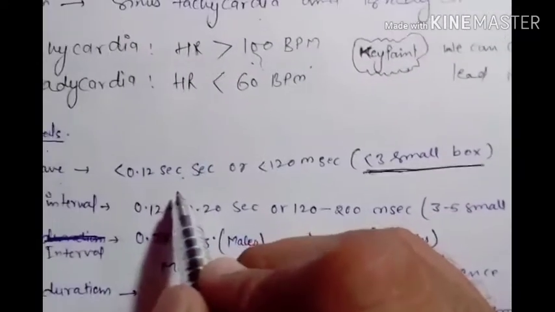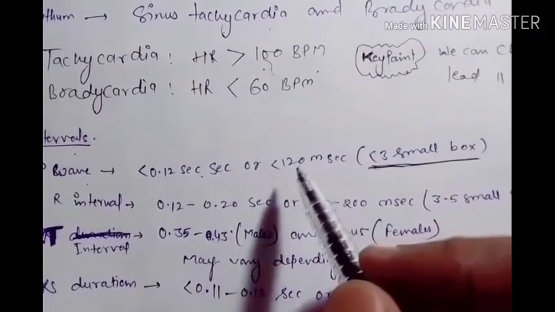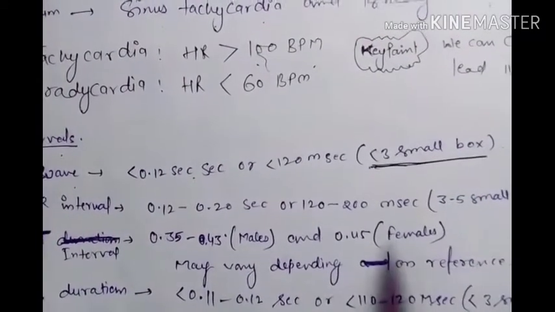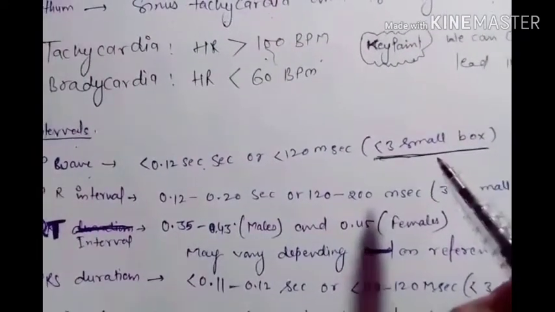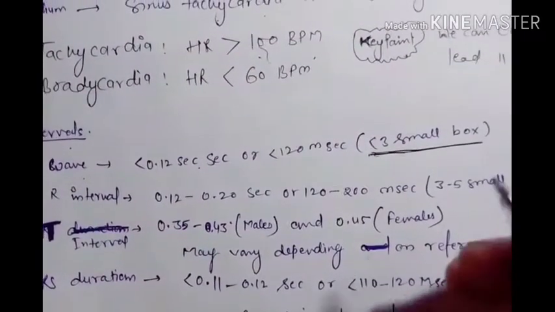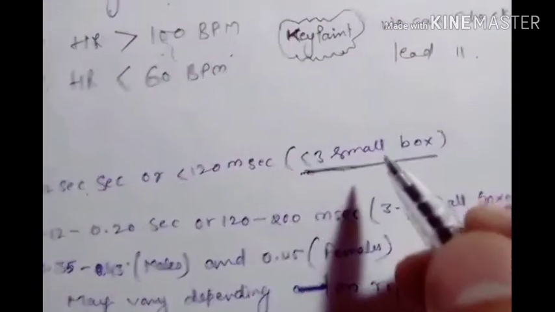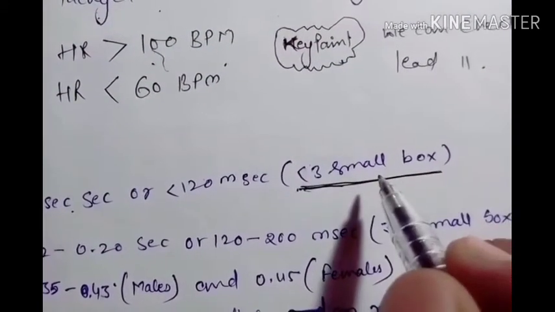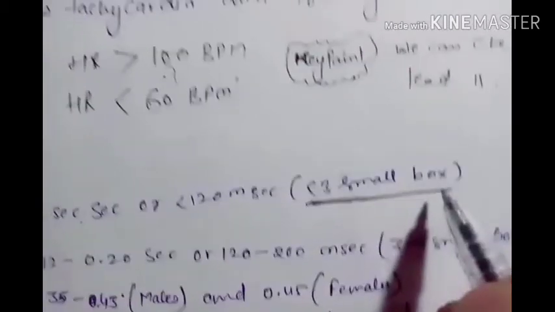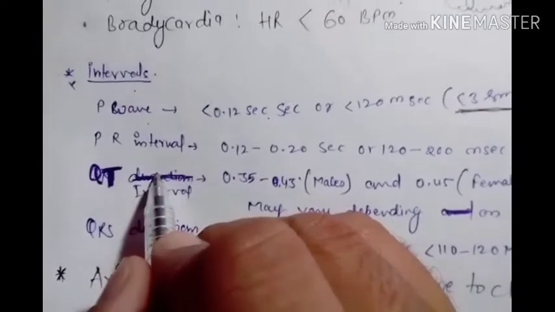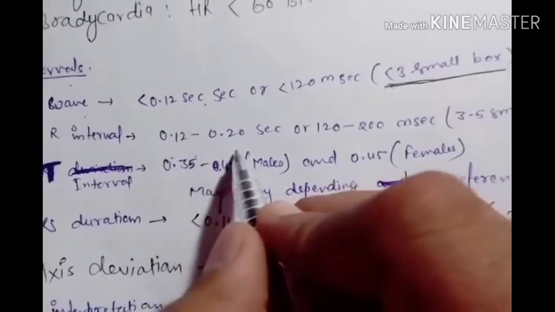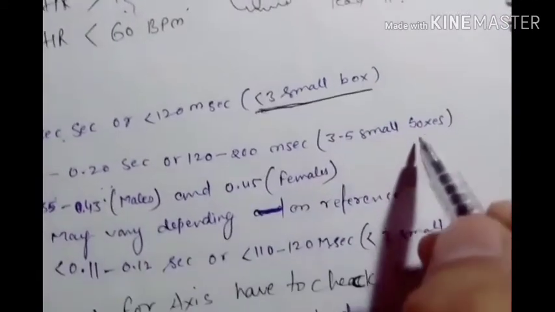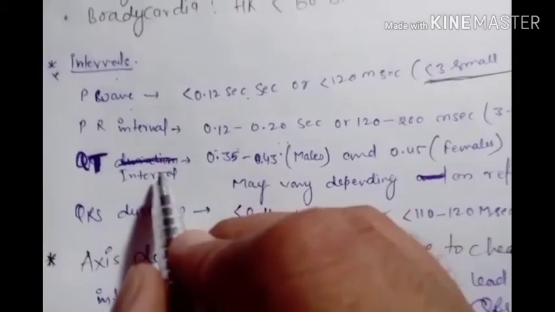Later we will talk about what will happen if the P wave takes more time or less time, like too broad or too peaked. Later we will talk about the abnormalities. Now we are talking only about the basic things. The normal value of the P wave size is 3 or less than 3 small boxes, and the PR interval will be 0.12 to 0.20 second, or 0.35 small boxes. Okay, so next it will be the QT interval.